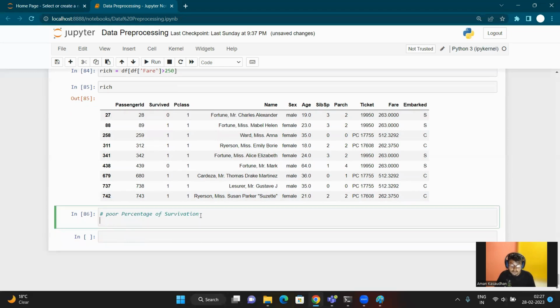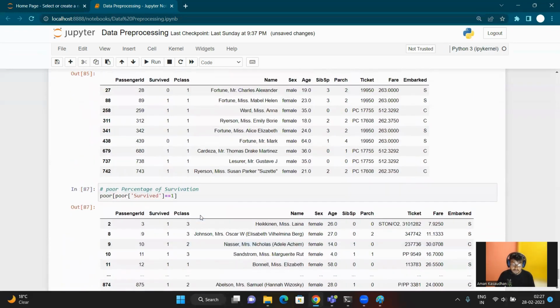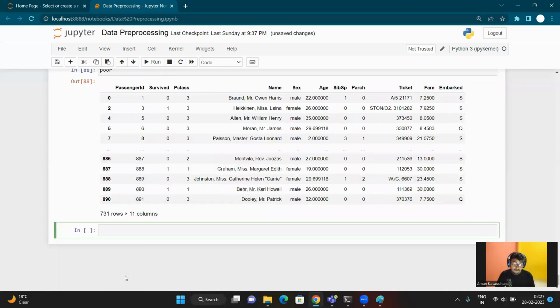Now in this case, we'll write poor of survived double equal to 1, and we want to show you the whole data frame out of it. Just see how much difference there is. You can see we have 731 rows in poor. That means 731 people we have in the poor category.